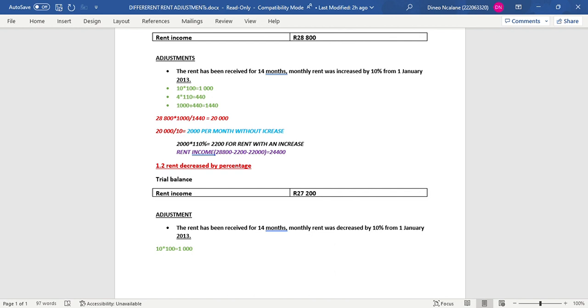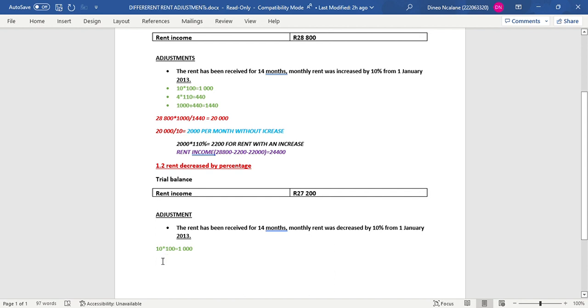An amount of rent per month. Okay, let's carry on. Now the issue will be a bit different. Why? Now we have a decrease on the rent income. So if the rent decreases from 100% and it decreased by 10%, now we are going to have 90%. Okay, so the rent is received for 14 months.